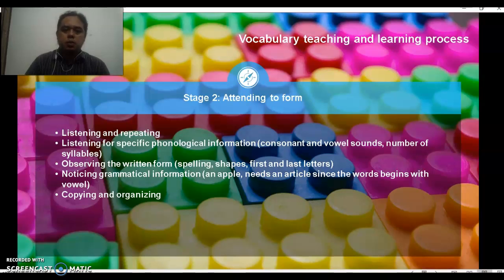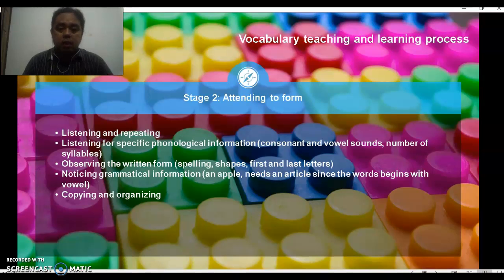Okay, stage 2, attending to form. Listening and repeating. Remember, listening, so we can incorporate the children's sense of hearing. The next thing is listening for specific phonological information, probably consonant and vowel sounds, the number of syllables of a word. Observing the written form, spelling, shapes, the first and the last letters of a word, and noticing grammatical information.